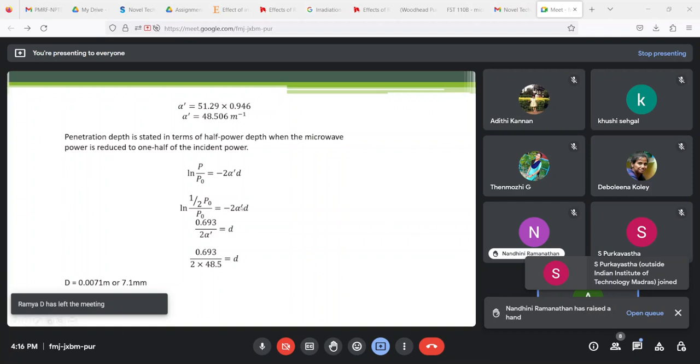So is this derivation clear? How to figure out the half power depth? Any doubts, any part of this question that needs to be repeated?